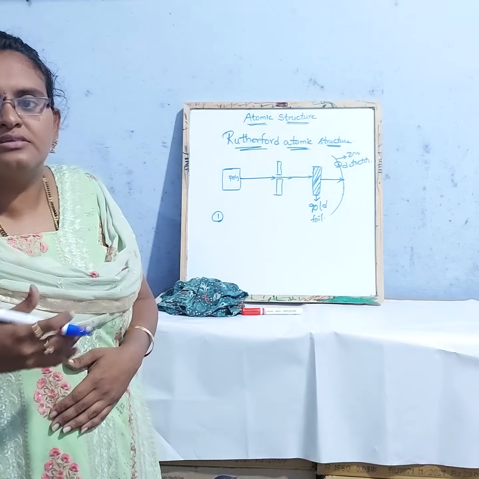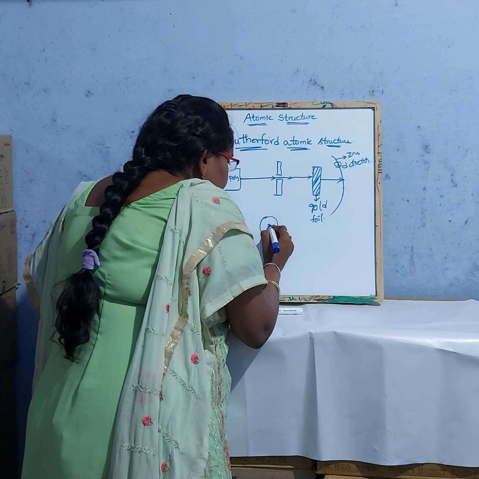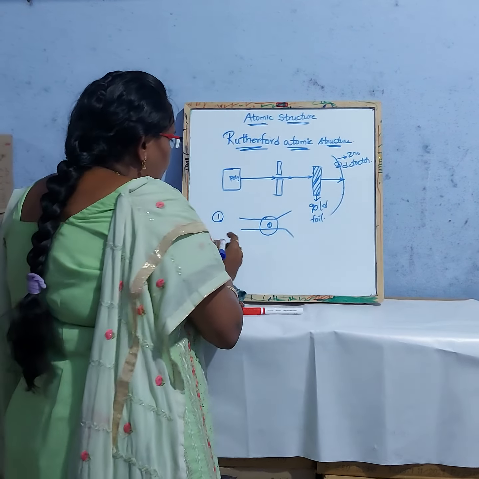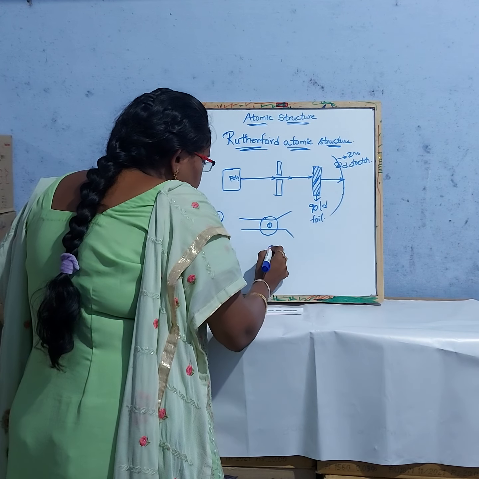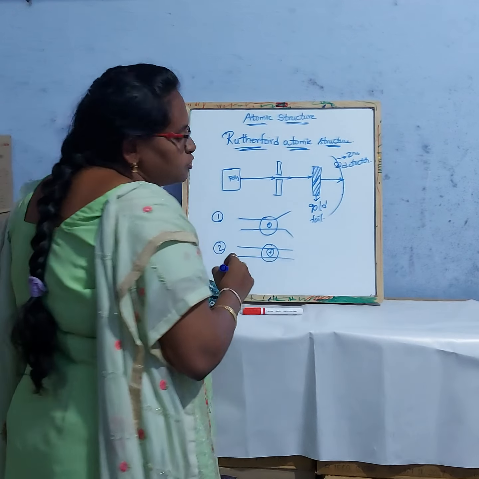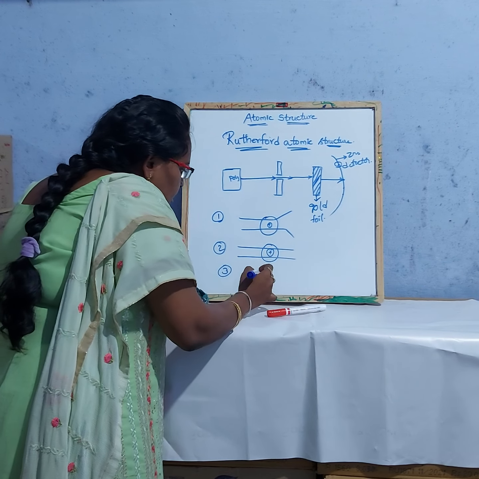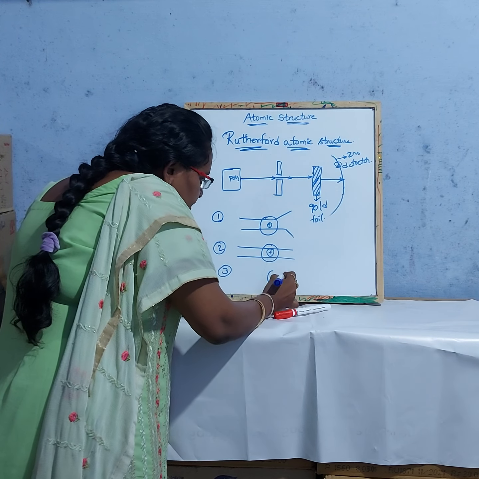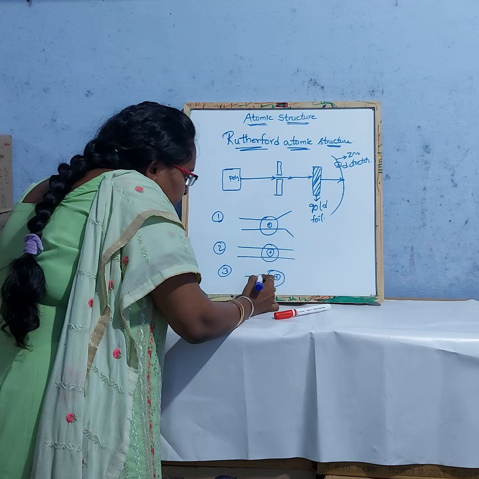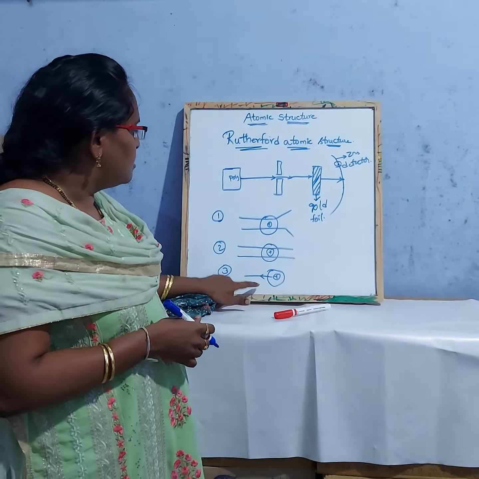that not all the rays can easily pass through the gold foil. Some of the rays are getting deflected. In the second observation, he found that the maximum of the rays can easily pass through the gold foil. And in the third observation, he found that some of the rays are retracted back along their path.